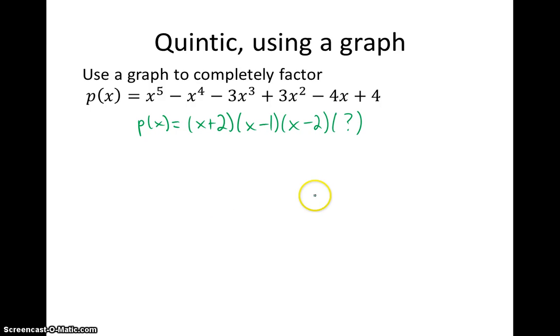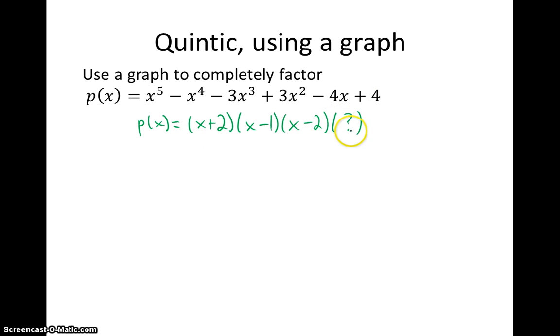Hey everyone, let's pick up where we left off. So we found these first three factors by graphing. We saw that when we graphed, we got the zeros of -2, +1, and +2. And so that gave us the factors x plus 2, x minus 1, and x minus 2. So those have to be our three factors.